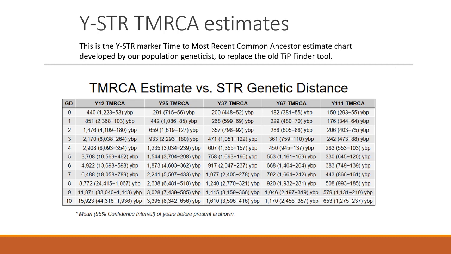So the estimate for him averages out to about 653 years before present, with a range from about 237 to 1275 years before present. 2022 minus 653 comes out to about 1369 AD, which is just about where we're looking, give or take, to find our common ancestor between us and our more distant cousin.